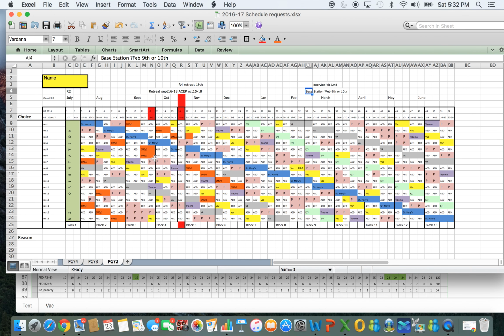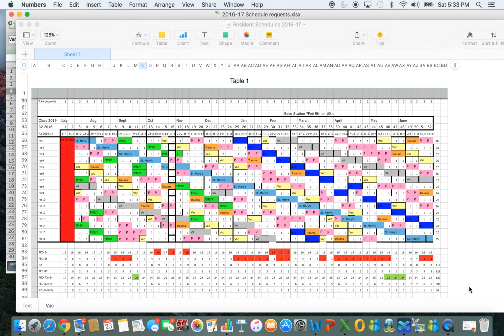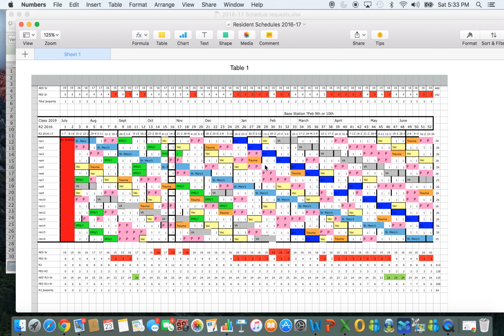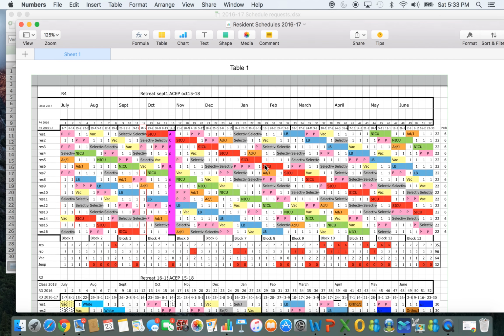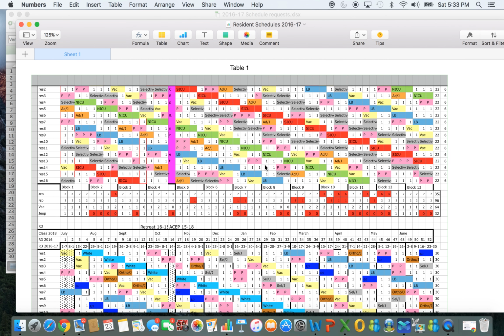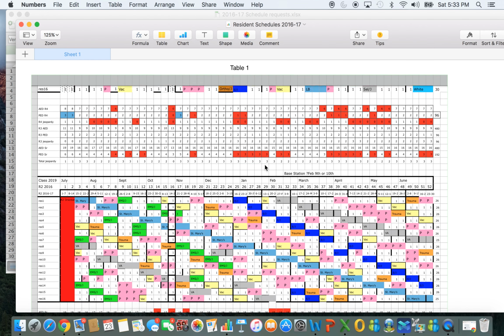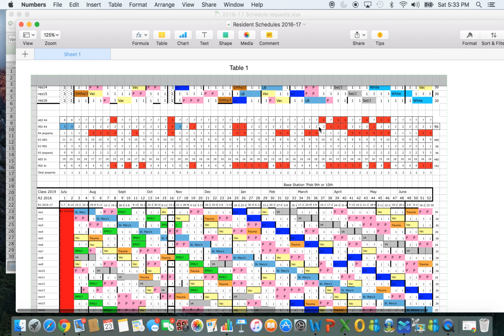The other thing that I want everyone to note that's really important is that this schedule is very integrated. This is my numbers worksheet for it that shows planning for the R4, R3, and R2. And you'll notice all these numbers at the bottom show me how many senior residents, either 3s or 4s, are in the adult ED at any given time, how many people are on Jeopardy, etc.